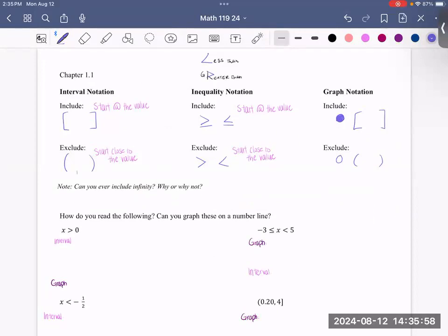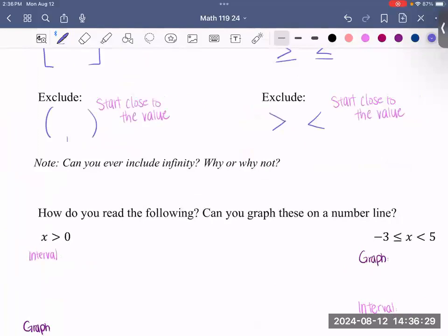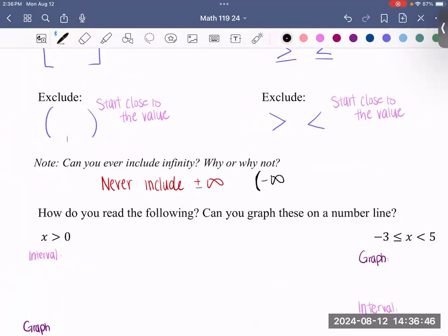Now, one thing to note before we get started, can you ever include infinity? Can you start at infinity, or can you start really close to infinity? Well, to include means we can start, we hold that value, we are achieving that value. But infinity, right? We can't reach infinity. We can't hold it, we can't grasp it. We're just kind of running towards it at the end of the hallway, right? It just keeps getting longer and longer. So with that in mind, when we're talking about infinity, we will never include infinity. So we'll always have some sort of a parentheses around an infinity sign.